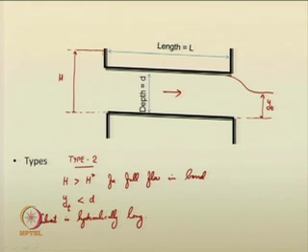Outlet is also, you can note the points. Outlet is unsubmerged. It is not, say the outlet is not submerged here, right. So, this type of flow is called type 2.